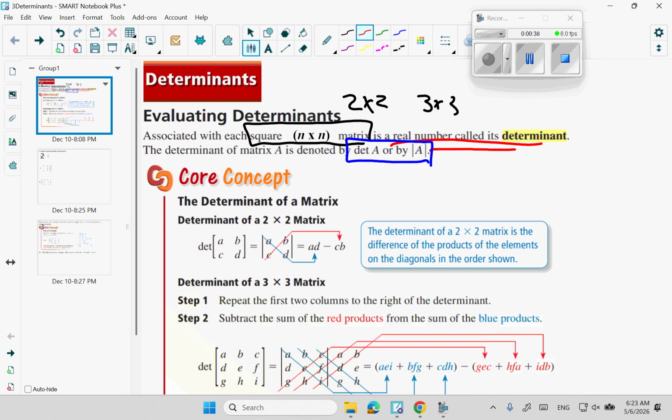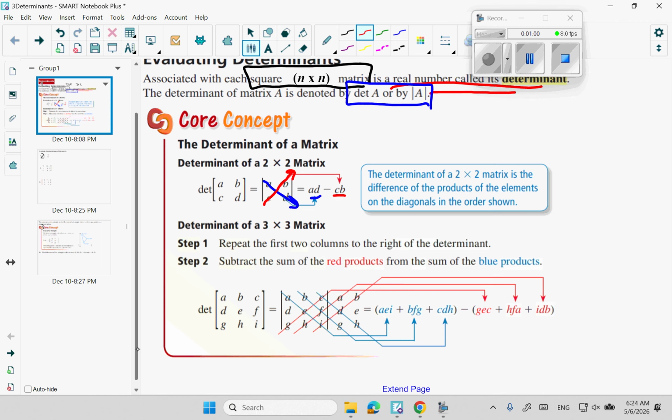So when I'm doing a 2 by 2 matrix, I multiply along this diagonal, A times D, and then I multiply along this diagonal, C times B. And because these arrows are going the opposite direction, you find the difference, so you subtract them. Now, a 3 by 3 is more complicated.